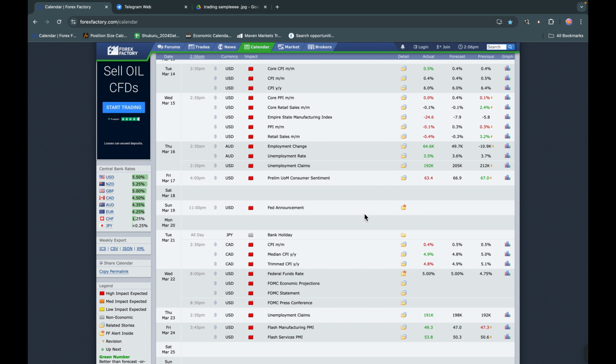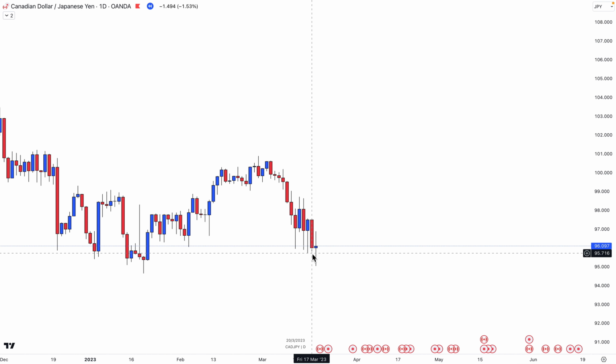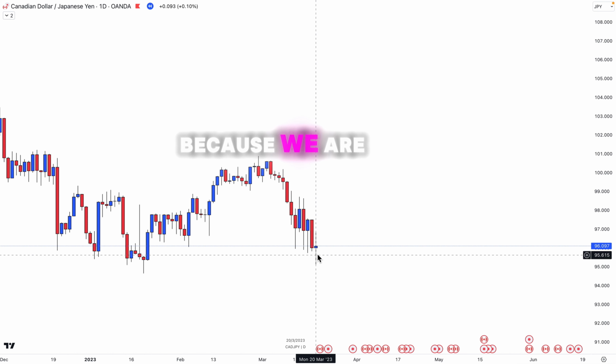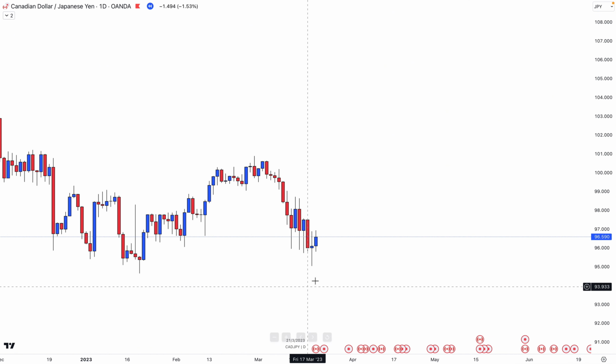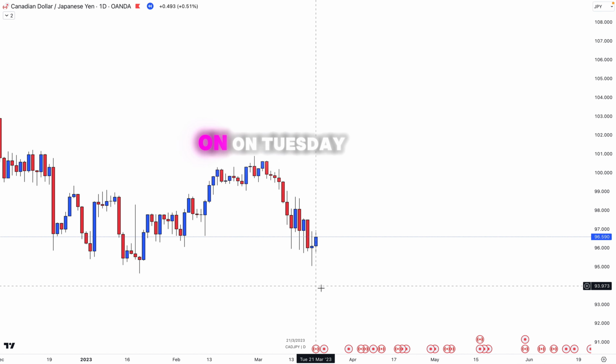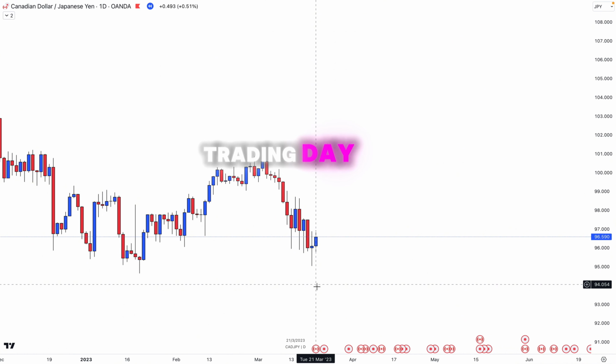So let's go on the charts and we see if Friday 17th March actually closed bullish for us to look for buys on Monday. Monday here, you can see it's not a valid trading day because Friday closed bearish. Let's see if Tuesday will be valid because we are not trading on Monday. You can see here, Monday 20th actually closed bullish.